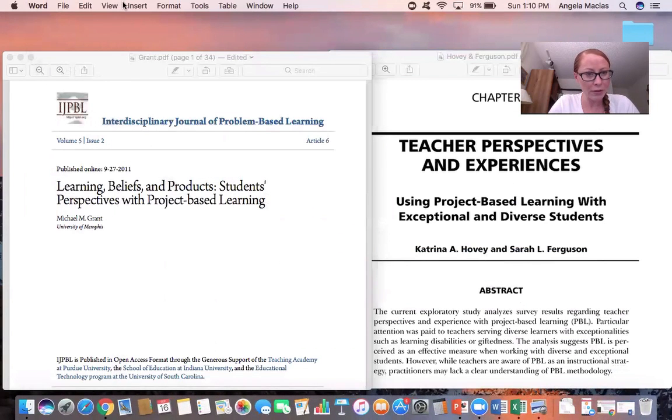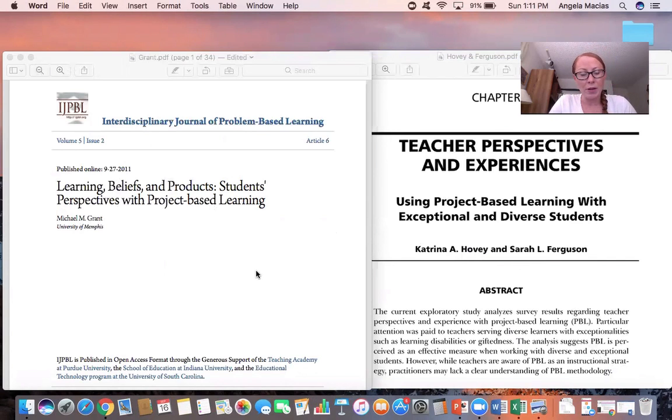So the first one is this one by Grant. That's the author's last name. And then this one is by Hovey and Ferguson. And you'll notice in APA that we always refer to people by their last names. In the beginning of an article, often they list the person's first name, but when you cite them, you should always use their last name. That's just a side note to keep in mind for the future when you start writing.